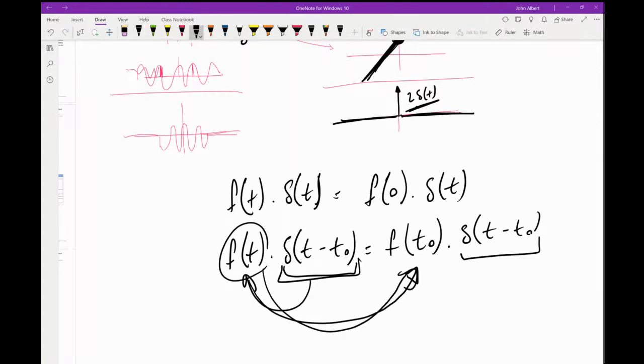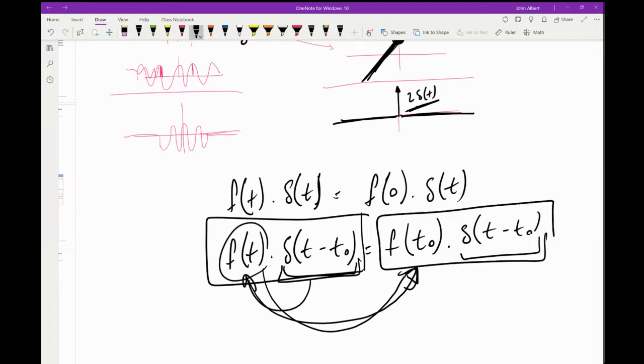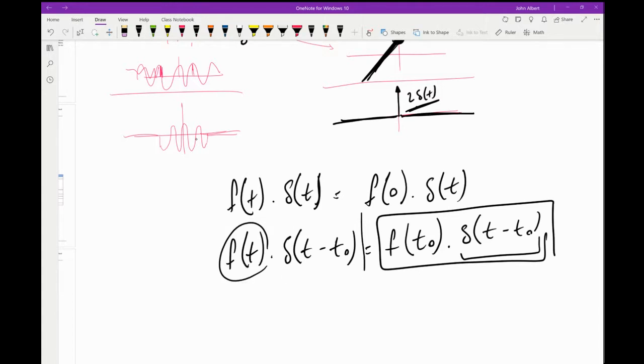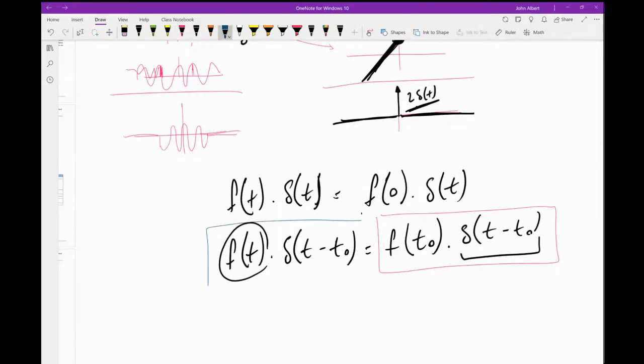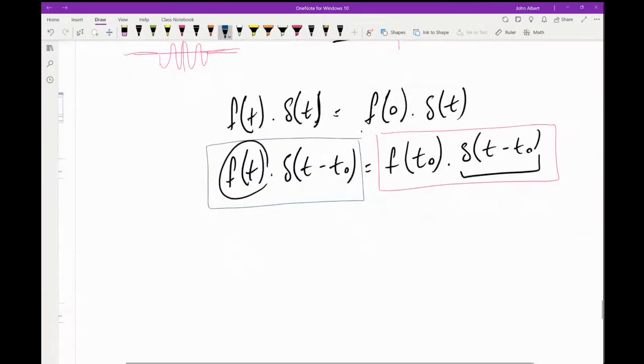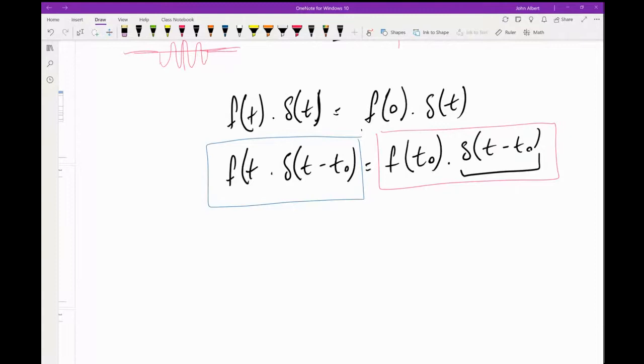Now, does it mean that if you leave it as it is, it's wrong? No. Think of this as a simplification. The right-hand side, the one that I'm going to color here in red, is a simplification of the blue part. Why is this a simplification? If I ask you to integrate this, for example, from minus infinity to infinity.